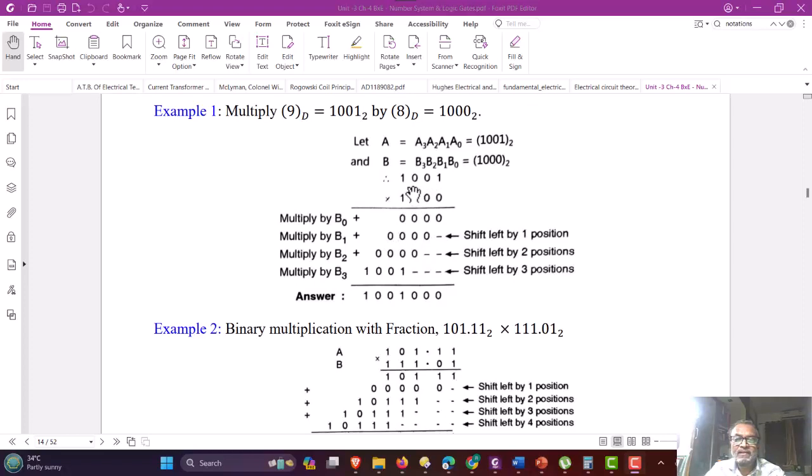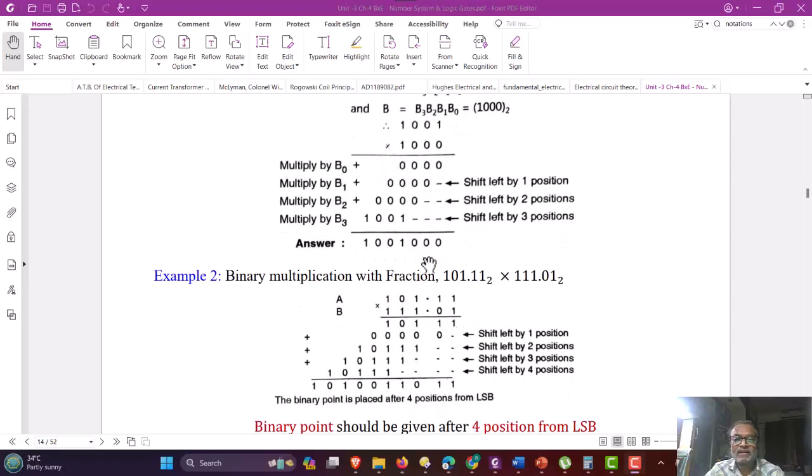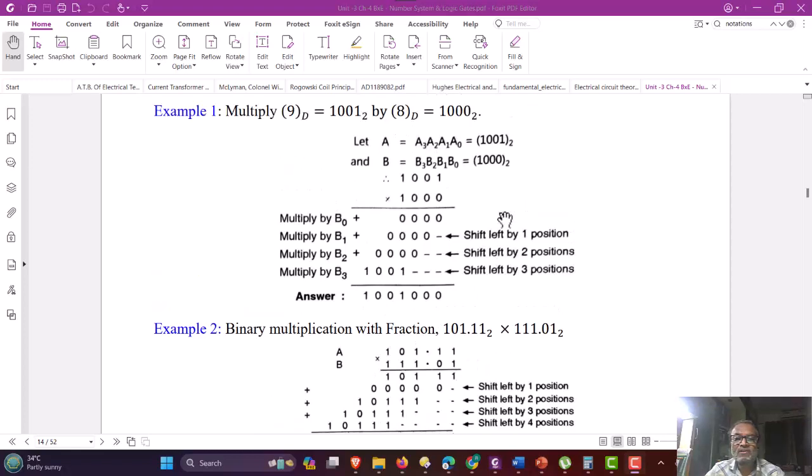Bit B2 is also 0, therefore the partial product is 0. We shift it by 2 positions and then add. The bit B3 is 1, and that multiplies 1001. The partial product is 1001. Again it is shifted left by 3 positions and added. Then column by column we add all these partial products, and we get the final answer 1001000. That is the multiplication of the two binary numbers shown here.